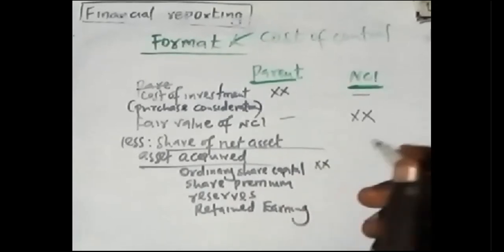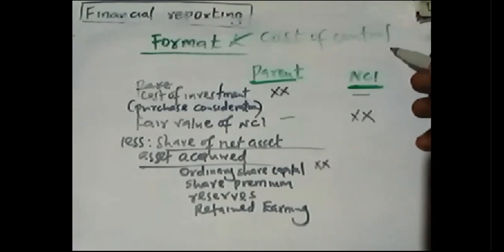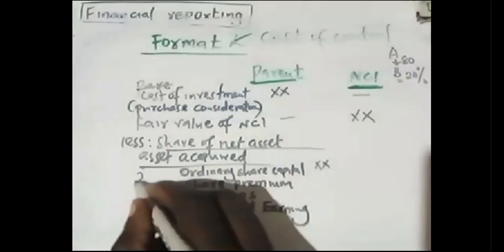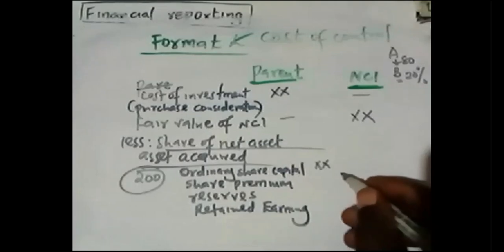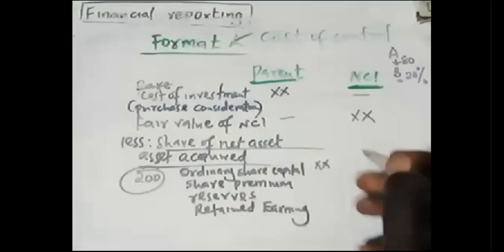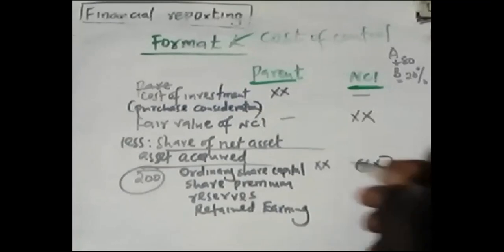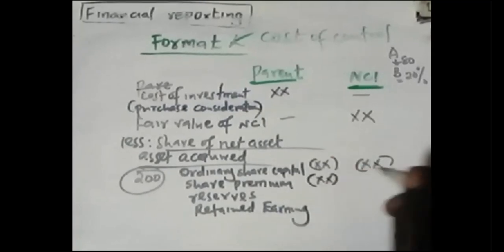So in this scenario, let's say, for example, I was computing goodwill where A acquired B up to 80%. Remember that in this scenario, the percentage which is not acquired in B is 20%, which is the NCI. So when I do my ordinary share capital, let's say the ordinary share capital you were given in a question is 200. Of the 200, 80% will go to the parent, then 20% to the non-controlling interest. Then the same with share premium.